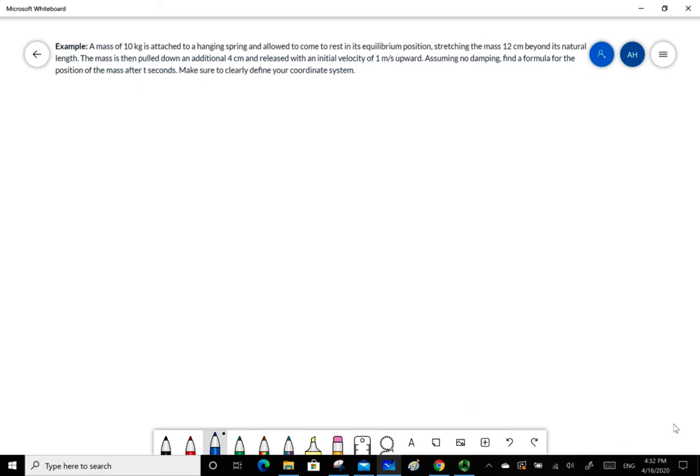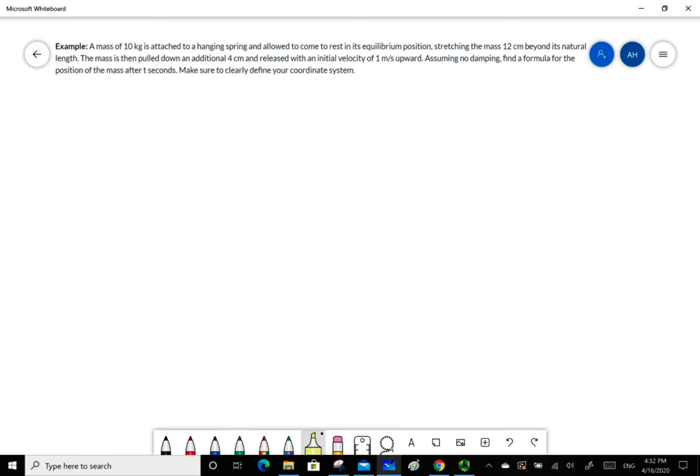A mass of 10 kilograms is attached to a hanging spring and allowed to come to rest in its equilibrium position, stretching the spring 12 centimeters beyond its natural length. The mass is then pulled down an additional 4 centimeters and released with an initial velocity of 1 meter per second upward. Assuming no damping, find a formula for the position of the mass after t seconds. Make sure to clearly define your coordinate system.